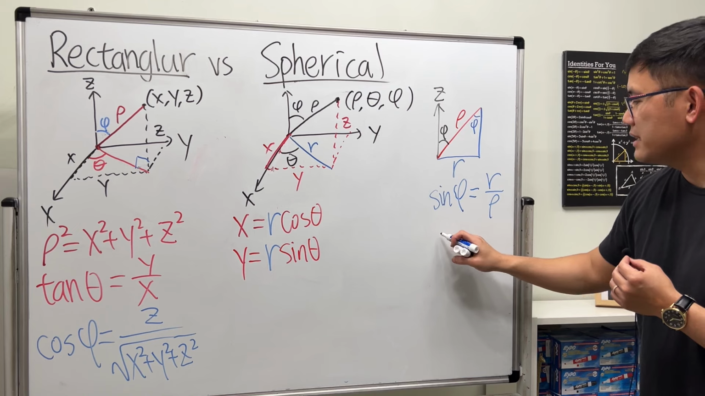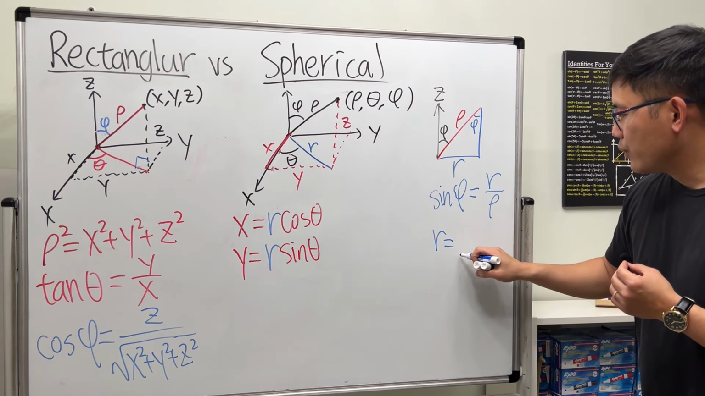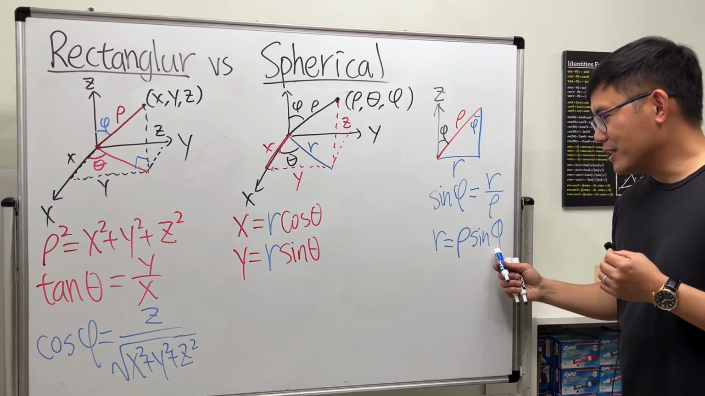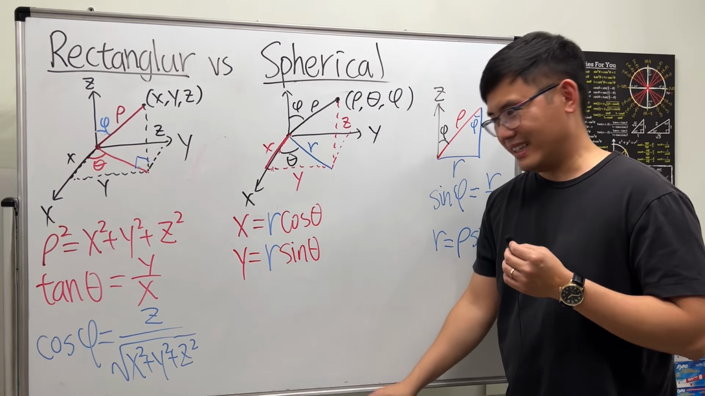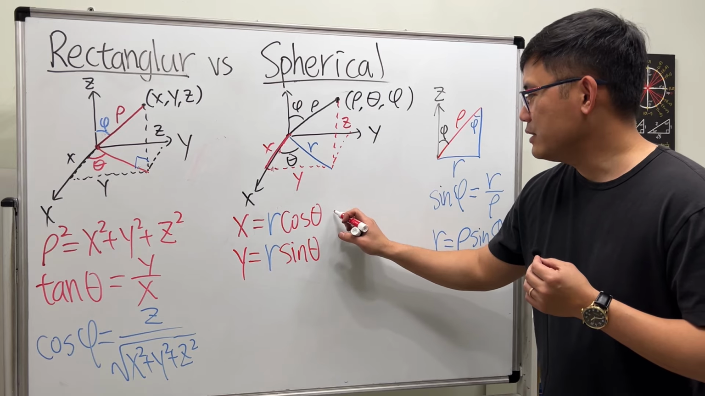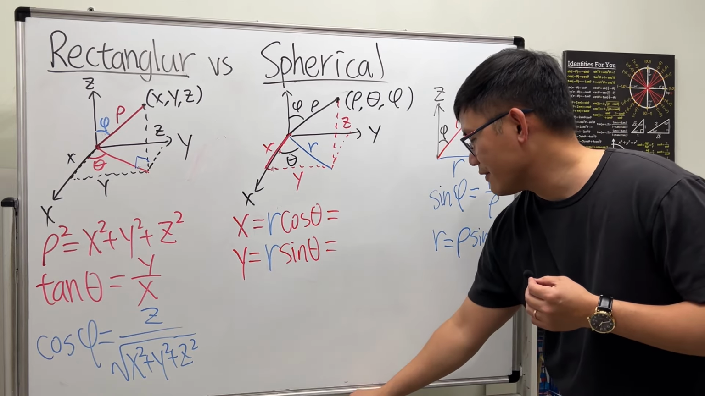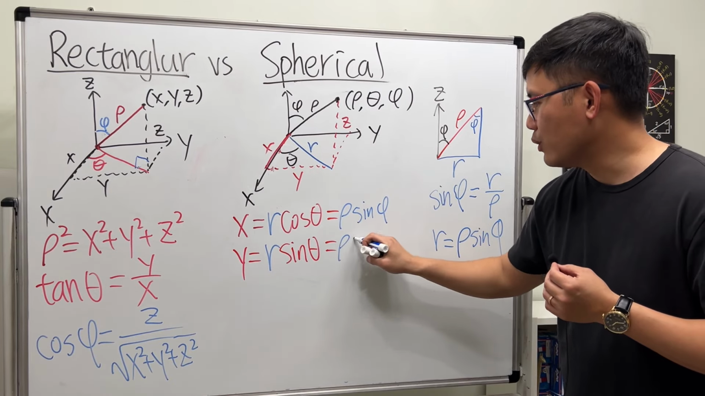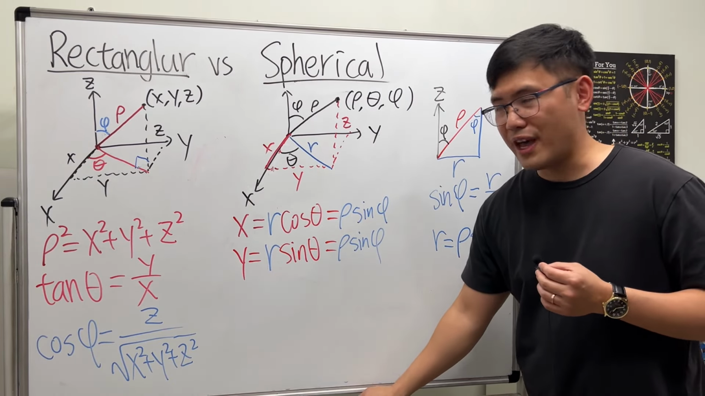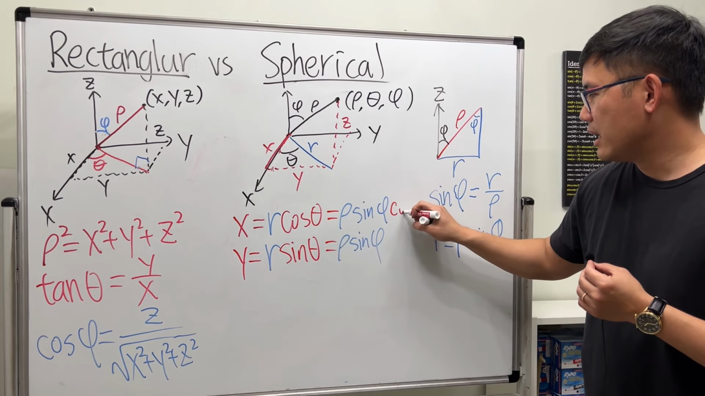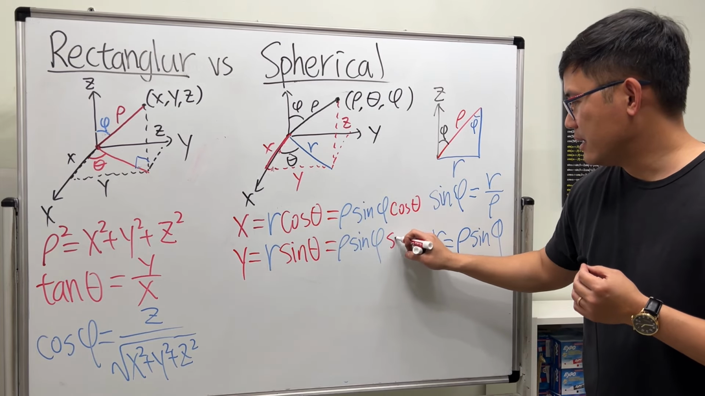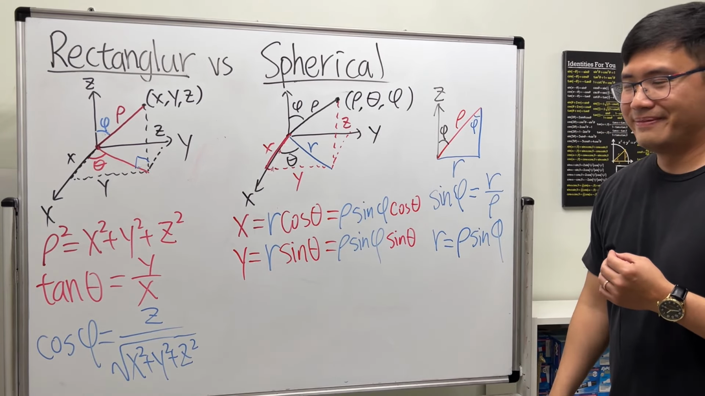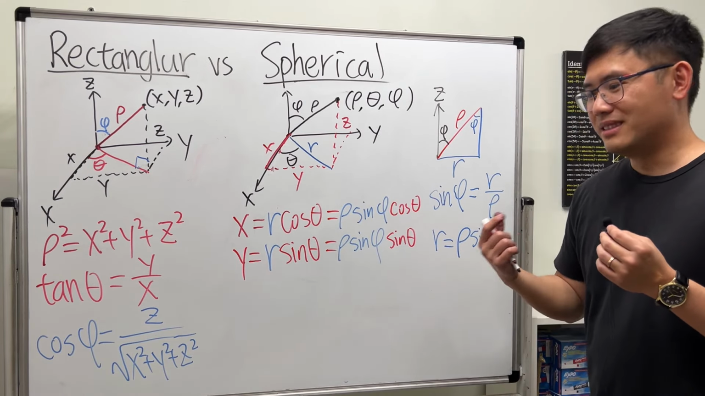Multiply rho on both sides, r equals rho times sine v. Now we can just put this right there and right there. So ladies and gentlemen, this right here gives us rho sine phi and likewise rho sine phi for both of them. But here we have to multiply by cosine theta and then sine theta for the x and y component. Cool.